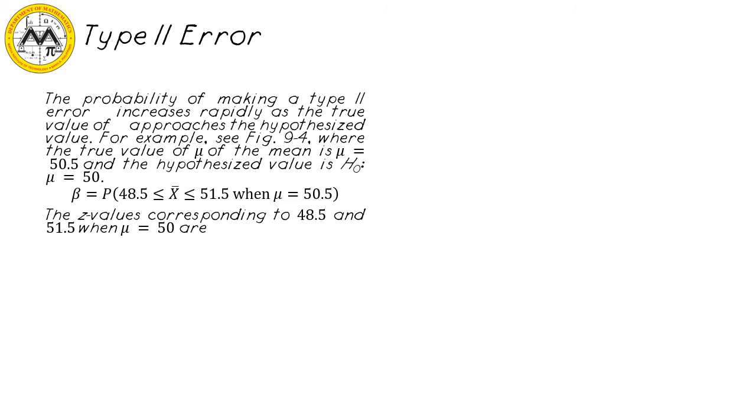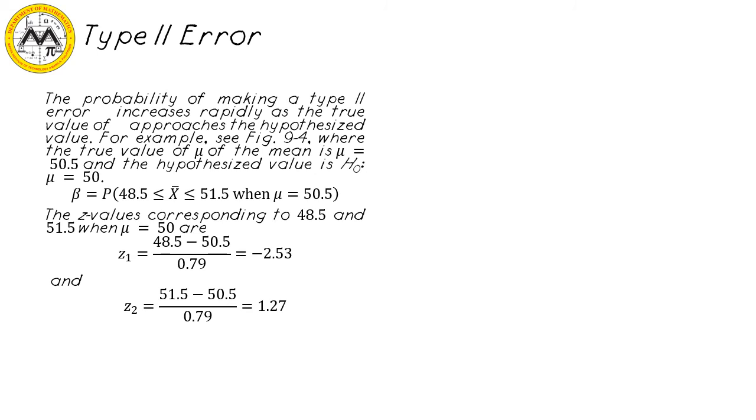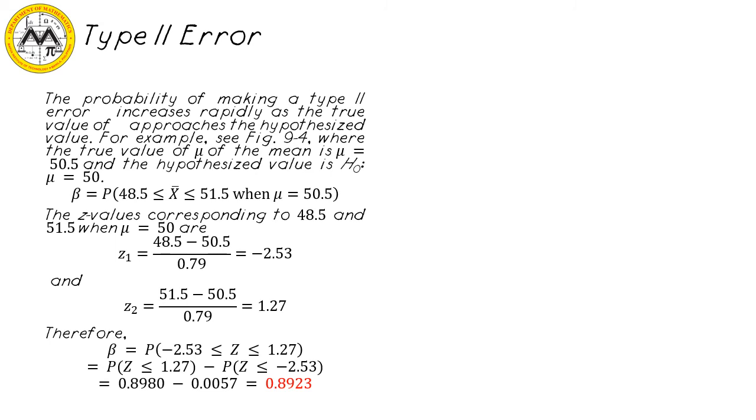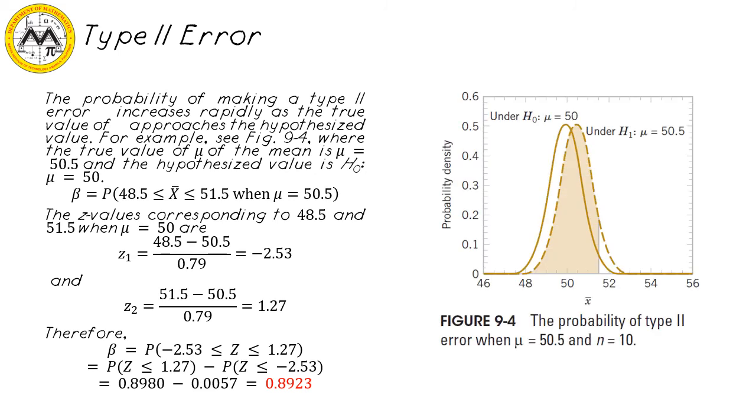The probability of making a type 2 error increases rapidly as the true value of mu approaches the hypothesized value. For example, where the true value of the mean is mu equal to 50.5 and the hypothesized value of H0 is mu equal to 50. So the z values corresponding to 48.5 and 51.5 would now be negative 2.53 and 1.27. So beta would now be 0.8923. So this significantly increases as we go closer to mu. So the probability of committing type 2 error increases when we go close to the true value of the mean.